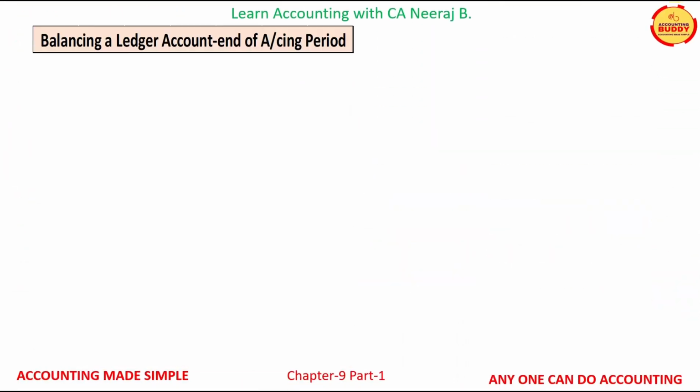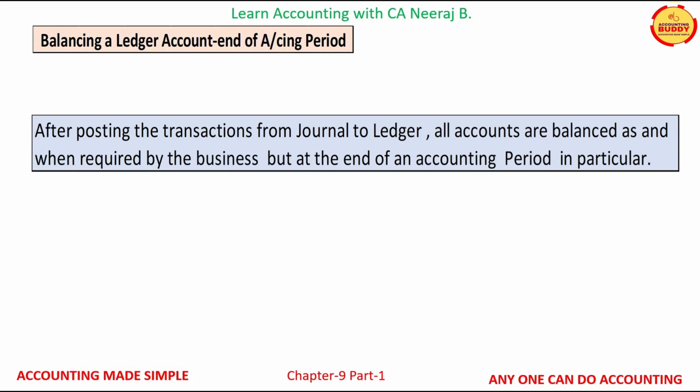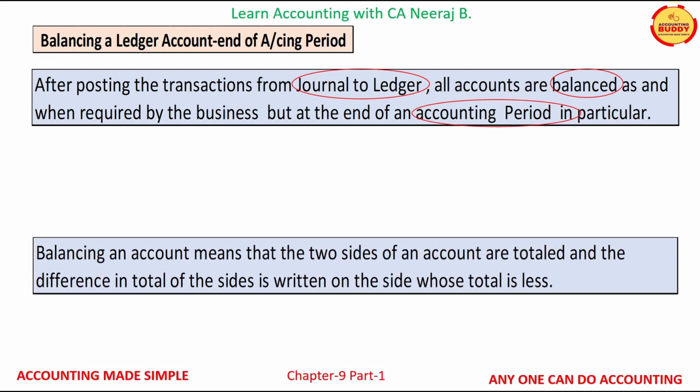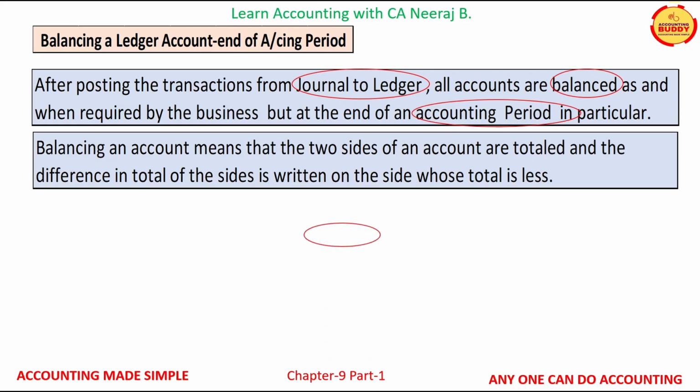In this slide, we will learn the concept of balancing a ledger account at the end of an accounting period. After posting the transactions from journal to ledger, all the accounts are balanced as and when required by the business, but at the end of the accounting period in particular. Balancing an account means that the two sides of an account are totaled and the difference in the total of the sides is written on the side whose total is less.